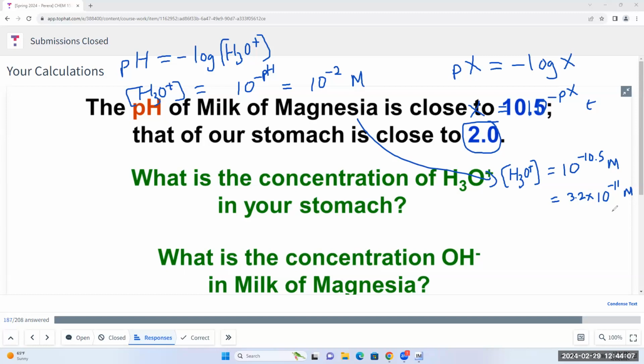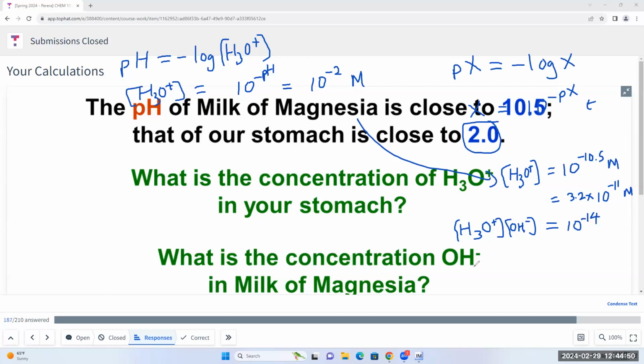And I think I also asked you to find the OH minus concentration in milk of magnesia. So how do we do that? We know there are two ways of doing it. I'll do my less favorite method first, and then I'll do my favorite method after that. So we know H3O plus concentration times OH minus concentration is equal to 10 to the power of minus 14. By the way, I'm going to include questions like this on tomorrow's quiz. It's so easy. This is all you use.